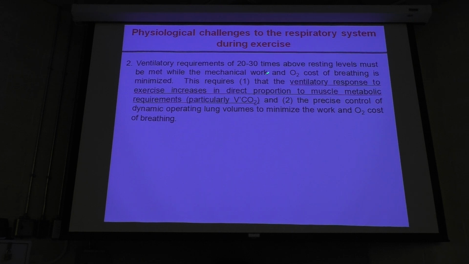Ultimately, this minimization of the mechanical work of breathing requires that the ventilatory response to exercise increases in direct proportion to muscle metabolic demands, particularly carbon dioxide production. We actually ventilate in many ways to control carbon dioxide levels. What people are not really familiar with is that we don't really ventilate to control oxygen levels. We ventilate largely to control CO2 more than anything else.